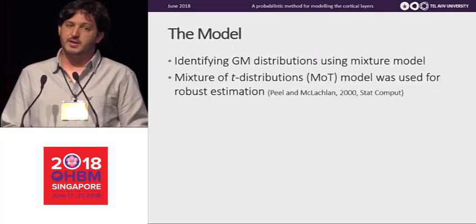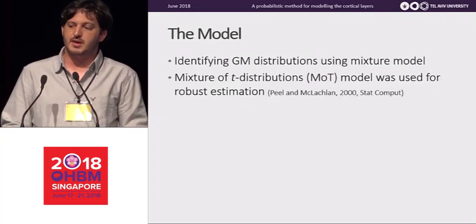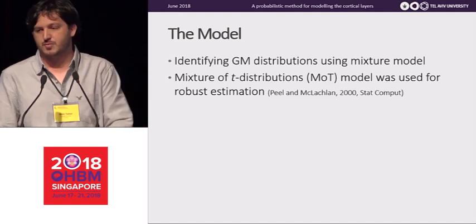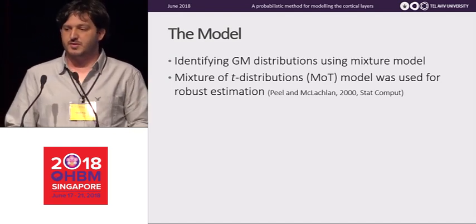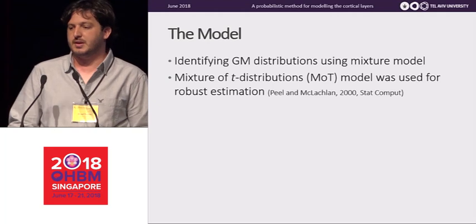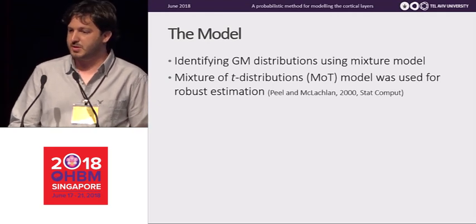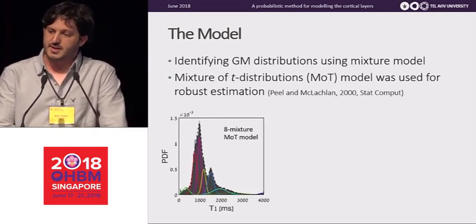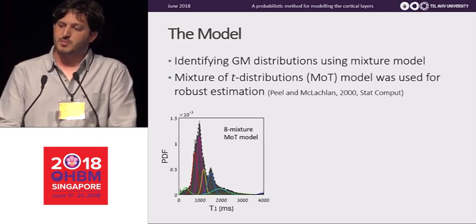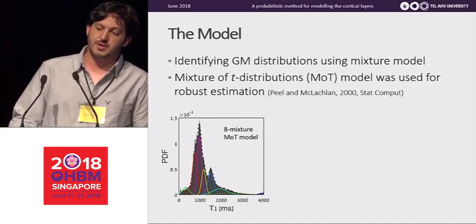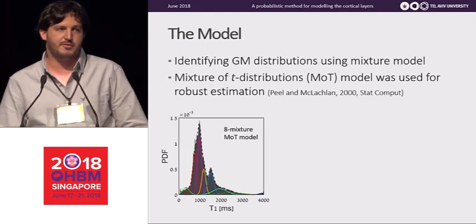And we wanted to identify the different gray matter distributions. In order to do that, we used a mixture model, a mixture of T distributions, because they're more robust when estimating noisy data than normal distributions. You can see here an example of a mixture model with 8 mixture components, and we want to determine the optimal number of mixture components.